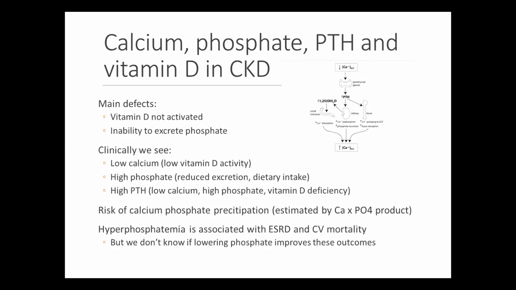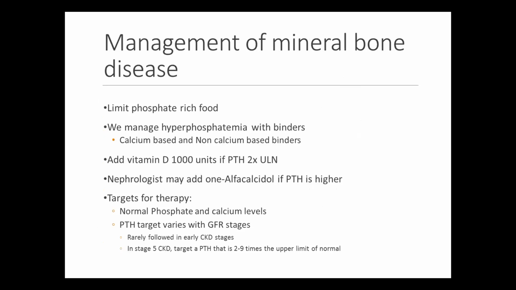Hyperphosphatemia has been associated with end-stage renal disease and cardiovascular mortality, but it hasn't been shown that improving phosphate actually improves these outcomes, but we still try to treat it to near normal levels. So the management of mineral metabolism is to first limit phosphate-rich food. If there is hyperphosphatemia, we start binders, initially calcium-based to help replete some of the calcium, and then non-calcium-based. Vitamin D can be added if the PTH is a little bit high, but nephrologists may add 1-alpha-calcidol if the PTH goes higher, especially in more advanced CKD. And the targets for therapy are normal or near normal phosphate and calcium levels.